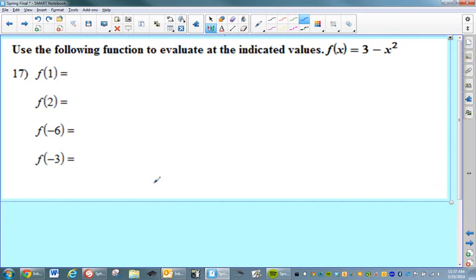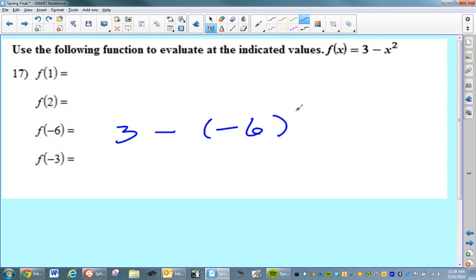Questions on 17. Harrison, how do you do number 17? You just plug the numbers. So 3 minus 1 squared, 2 minus 2 squared, 3 minus negative 6 squared. That's a good one to look at. 3 minus negative 6 squared. Notice my attention to detail is far higher than your attention to detail. And negative 6 squared is 36. So I get 3 minus 36 is negative 36.